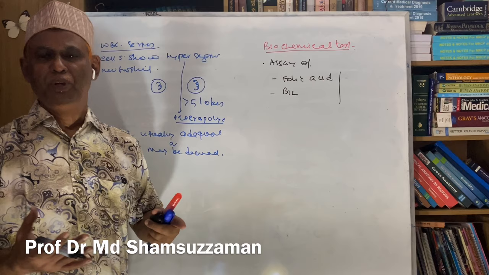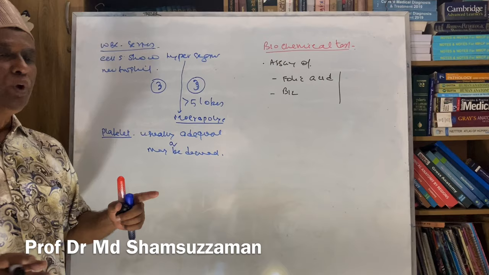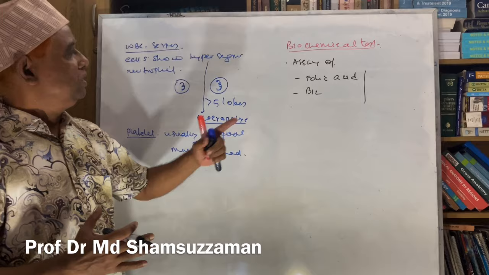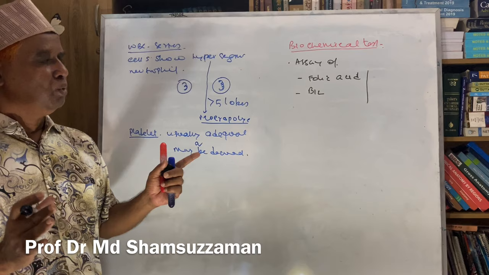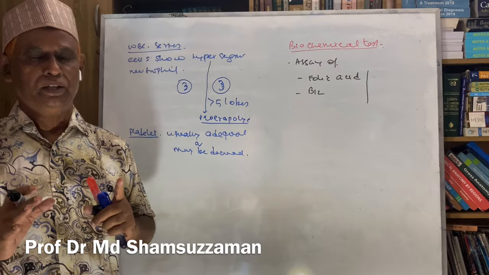If there is vitamin B12 deficiency, then we have to do Schilling test. If we get vitamin B12 deficiency by assaying vitamin B12 in blood, then there is question of Schilling test, otherwise not. Again, we recall, when there is vitamin B12 deficiency, we have to go for the Schilling test.